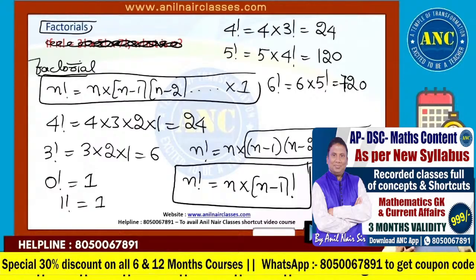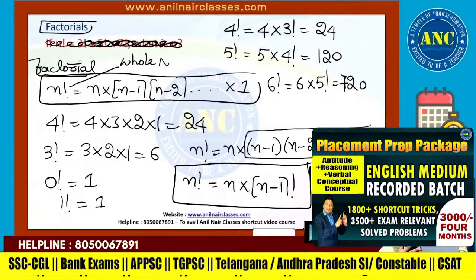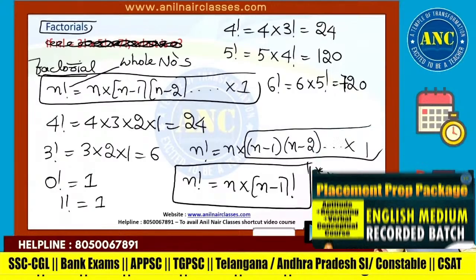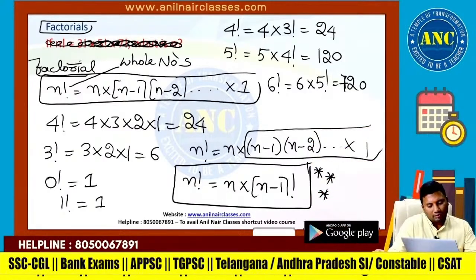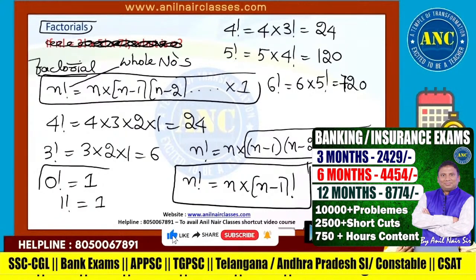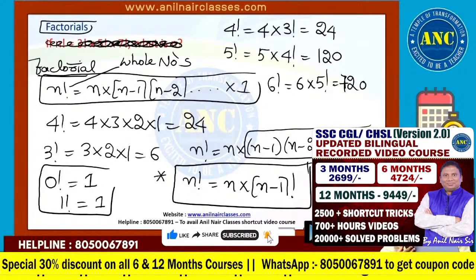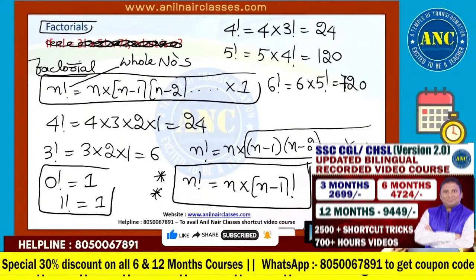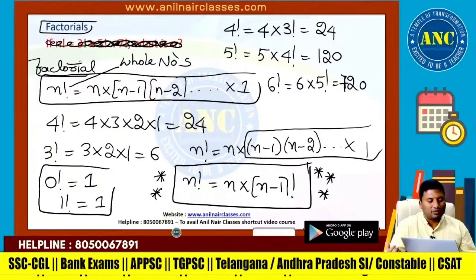120 into 6. Factorial is defined only for whole numbers. Factorial is written as n into n minus 1 into n minus 2 till 1. These are very important: 0 factorial is 1 and 1 factorial is 1. These are also something which we are going to use. N factorial is n into n minus 1 factorial.